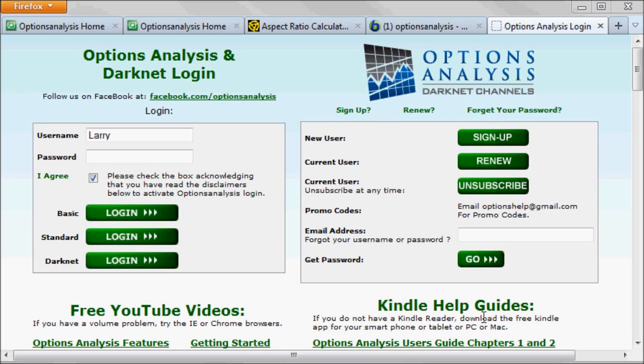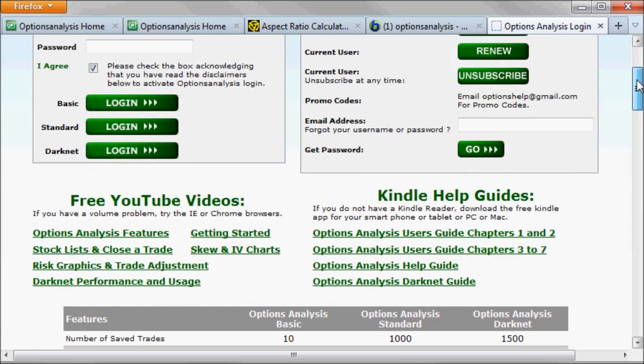This is our login page to options analysis. To find us, go to Google and search for optionsanalysis.com. The search will land you here. This is where you can log in. This is also where you can sign up and use promo codes.